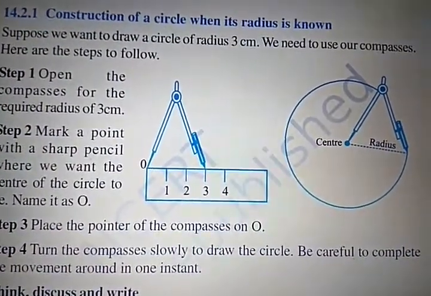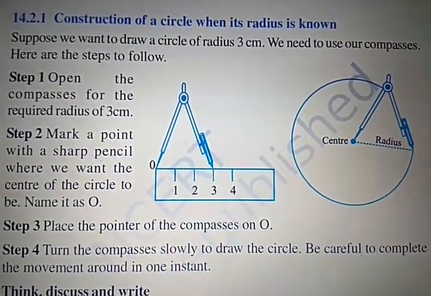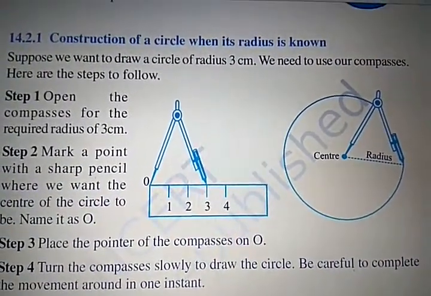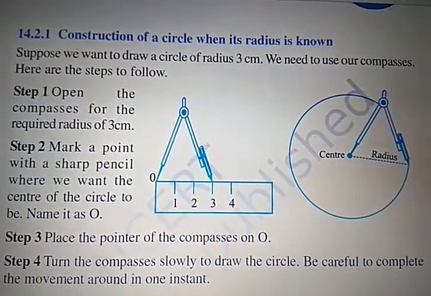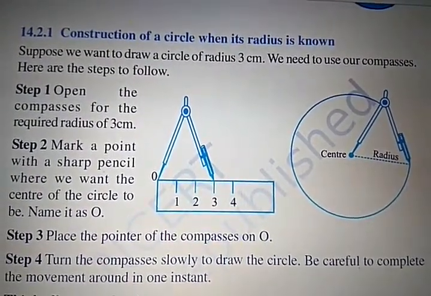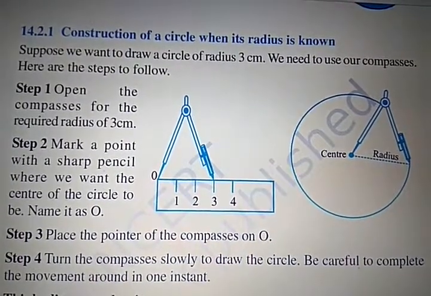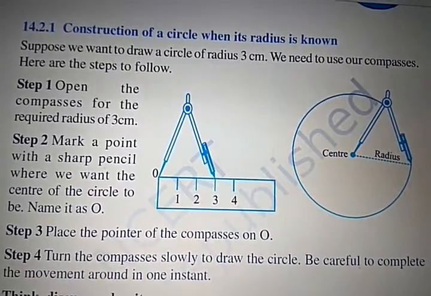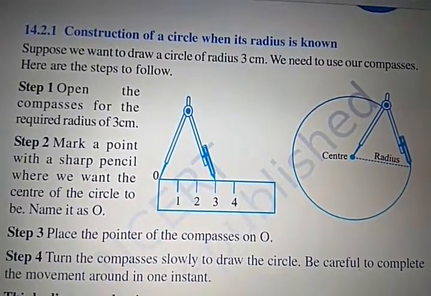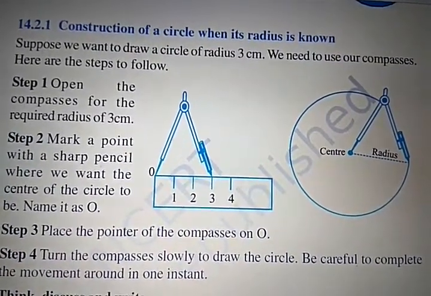Okay, so you can draw the construction of a circle. A circle always has its center, right? So we have to use the center of the circle and take the radius with the help of a compass, right? And draw the circle.